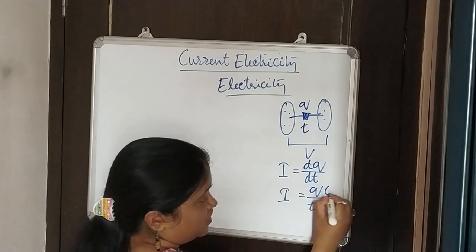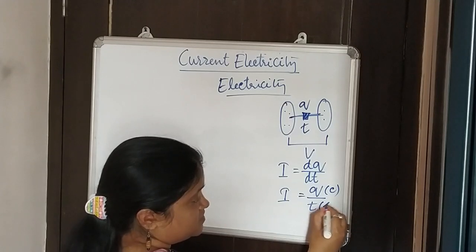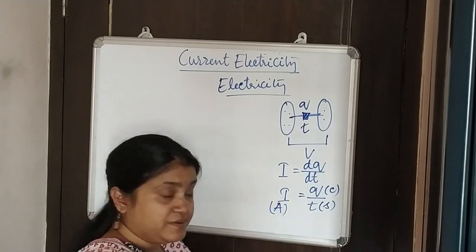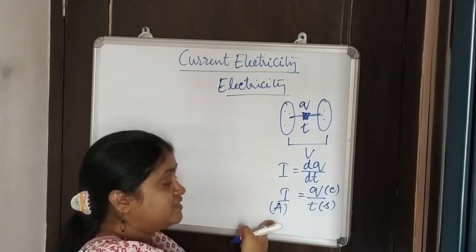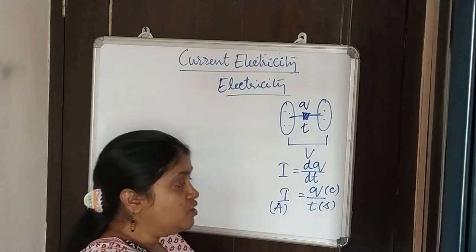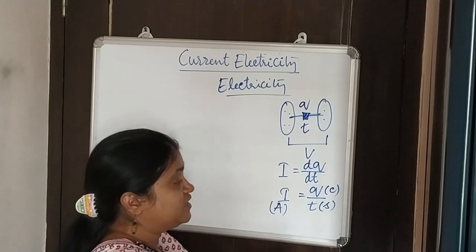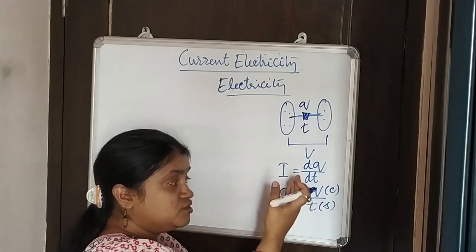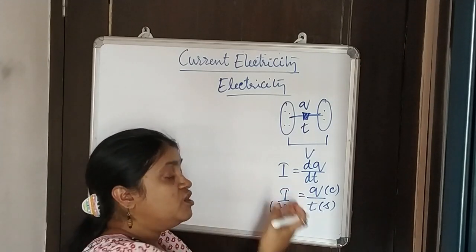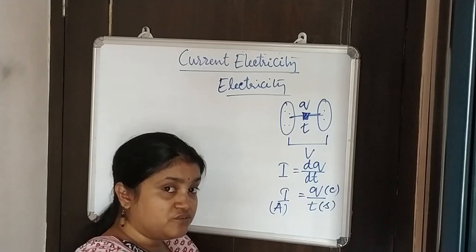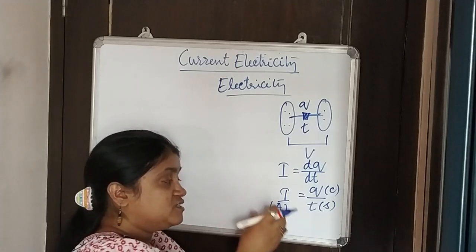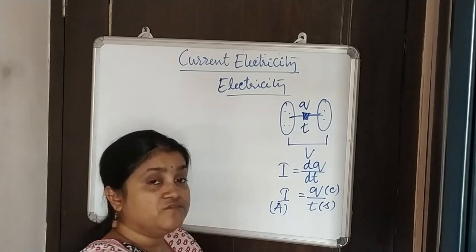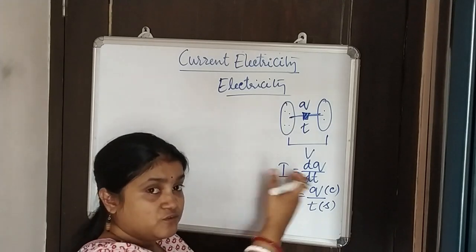The SI unit of charge is coulomb, and the SI unit of time is second. The SI unit of current is called ampere, denoted by capital A. So 1 ampere of current is defined as 1 coulomb of charge flowing through a cross-section for a time of 1 second. So this is the basic definition of current flow, or the rate of flow of charge.